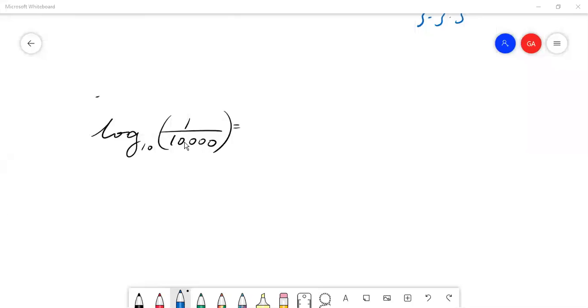Four. Okay, 4 is not correct. -4. Yes, the answer is -4. Okay, how would we do this?